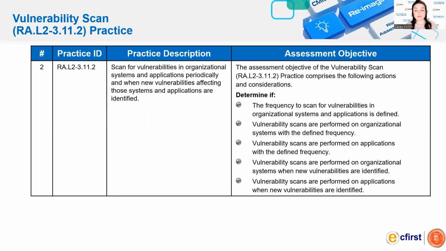So as the assessor, you're going to determine if the frequency to scan for vulnerabilities in organizational systems and applications is defined. Vulnerability scans are performed on organizational systems with that defined frequency. Vulnerability scans are performed on applications with that defined frequency. The vulnerability scans are performed on organizational systems when new vulnerabilities are identified. And vulnerability scans are performed on applications when, again, new vulnerabilities are identified.